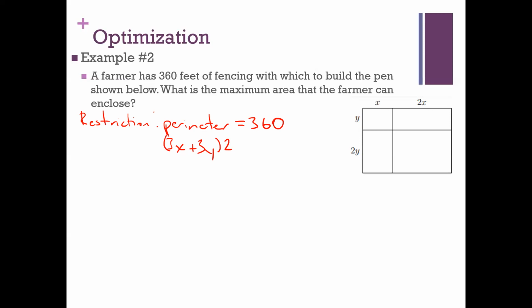So how do I get those inner fences? That's another 3x and another 3x. Basically I'll replace the 2 with a 3. I'll do plus another 3x plus 3y, right? So simplifying all that, I get 9x plus 9y equals 360.